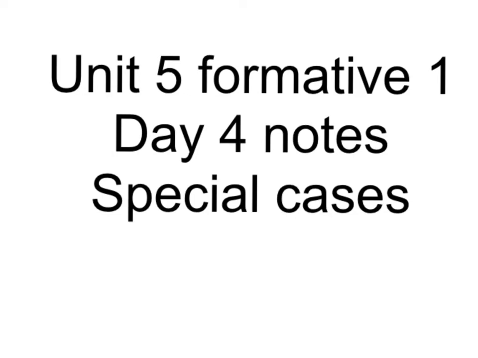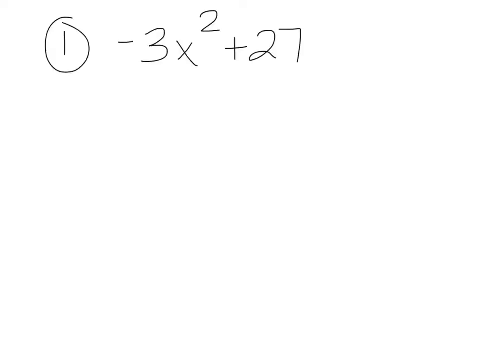Hey everybody, this is Unit 5 Formative 1, Day 4 of Notes, and we're going to talk about special cases with factoring today. Okay, so with this type of problem, we are missing our middle term. So the first thing I want you to do is actually to write it out with that middle term, except it's going to be plus 0x plus 27. So we're missing those x's. So that's your first step. Write it with the 0x in there, and then it'll make a little bit more sense.